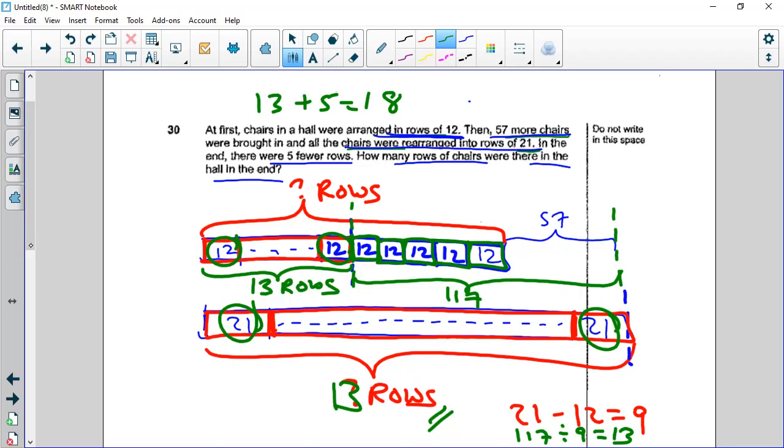This one may be a little hard, but this is how you do it faster. Otherwise, guess and check. I don't think guess and check can work. So this is called the average model.